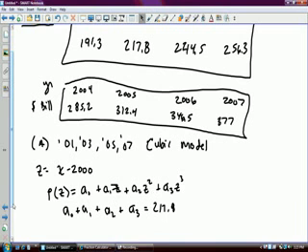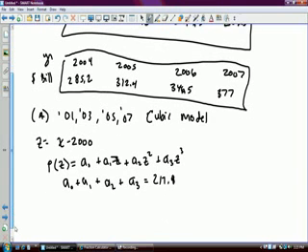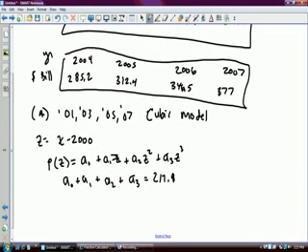217.8. And so then the next one would be z equals 3. So that's going to be a naught plus 3a1 plus dot dot dot. I'm not going to keep going with this.